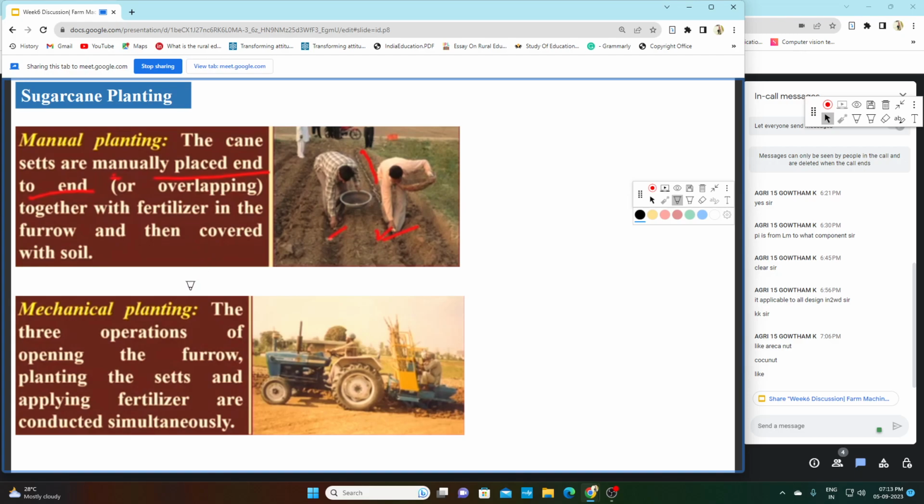A sugarcane has many canes. You can see this is a sugarcane, right? Now it has different canes. This is a cane, this is a cane.